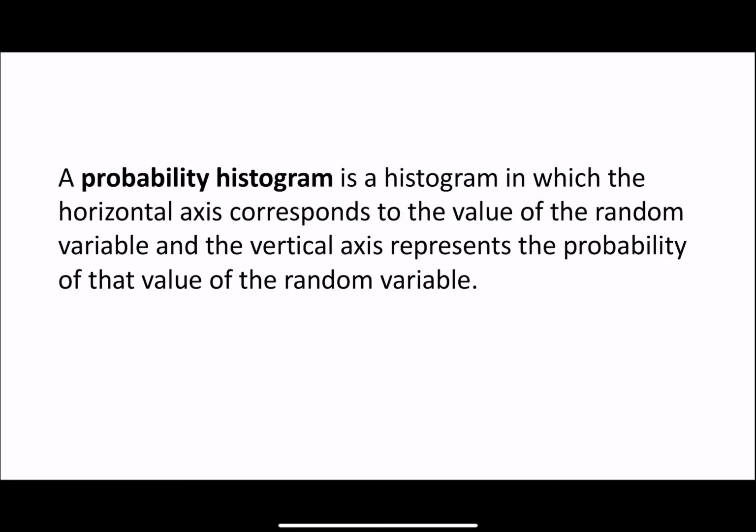Let's move on. So, probability histogram. It's a histogram where the horizontal axis, or the x-axis, is the value of the random variable. The vertical axis, or the y-axis, represents the probability of that value of the random variable. This is the same thing as a relative frequency histogram.